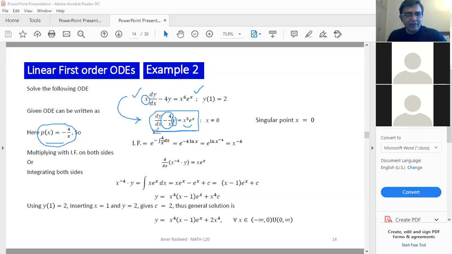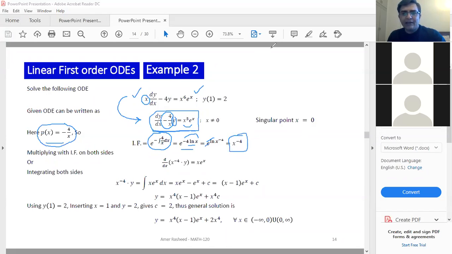The integrating factor is e raised to the power integral p of x dx, which we can simplify in this way, because 4 can be taken outside. The integral of 1 over x is log x. We can further simplify it. We can take this minus 4 on the power of x. Then e and log can be cancelled. I hope you know it. What we obtain, x raised to the power minus 4, is the integrating factor.